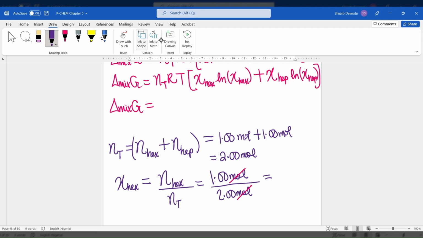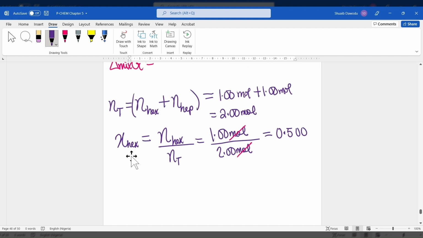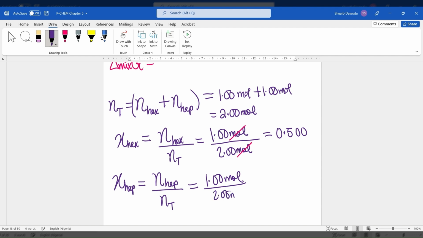What you end up with is 1 over 2, or just simply 0.500. So that's what that value is. We do the exact same thing that we did for heptane. So mole fraction of heptane is just simply going to be the number of moles of heptane divided by the total number of moles. So you have 1.00 mole divided by 2.00 mole.